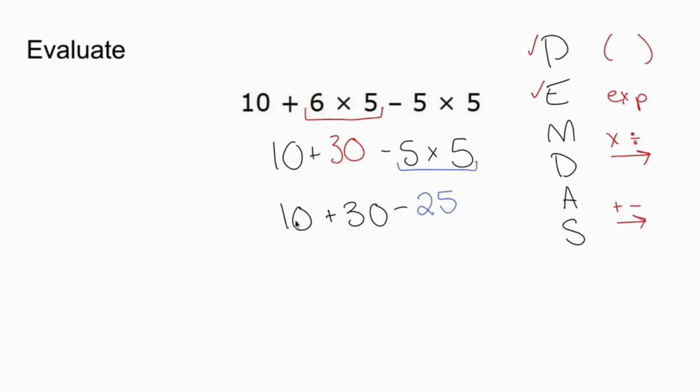Now, do I have any more multiplication or division left? Nope, so we're done that step. Now, we do addition, subtraction, left to right. So going left to right, I have 10 plus 30, which is 40. Now, I can drop down that minus 25 because that's leftover. And I have one more step to do, and that's subtract 40 minus 25. 40 minus 25 is 15.